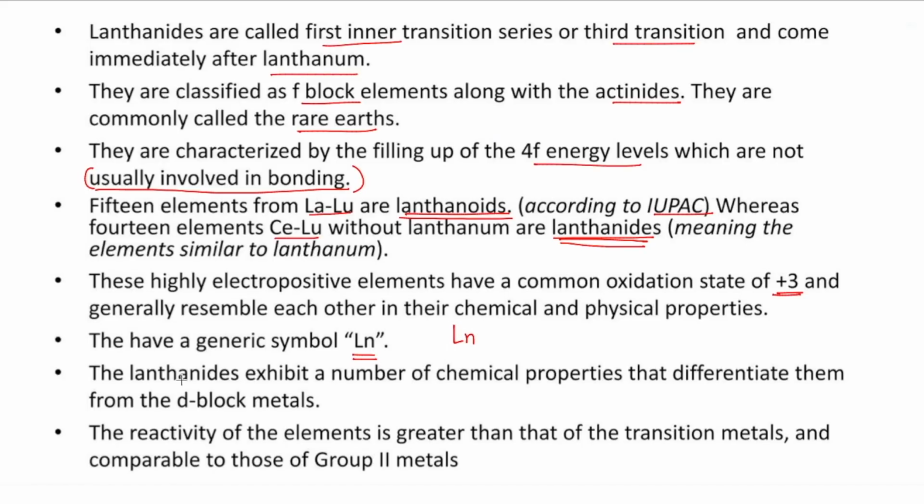If a certain property is associated with all the lanthanides, it will be expressed in the form of Ln. The lanthanides exhibit a number of chemical properties that differentiate them from the D block elements, which we will get to know in the further slides. The reactivity of the elements is greater than that of the transition metals and is comparable to that of group 2 metals. So you should know that these F block elements have properties comparable to group 2 metals, and they are quite more reactive than your transition metals.